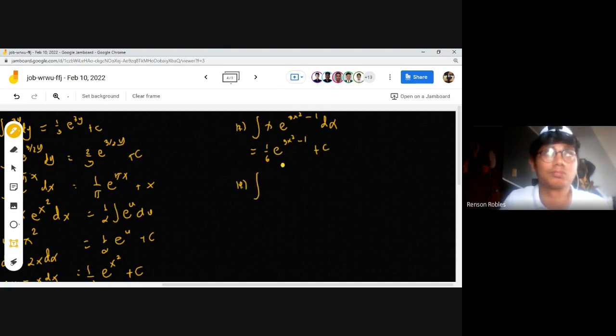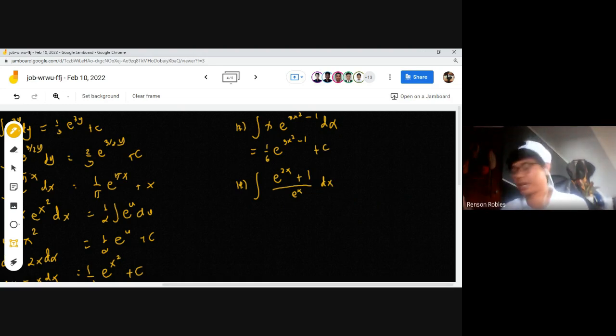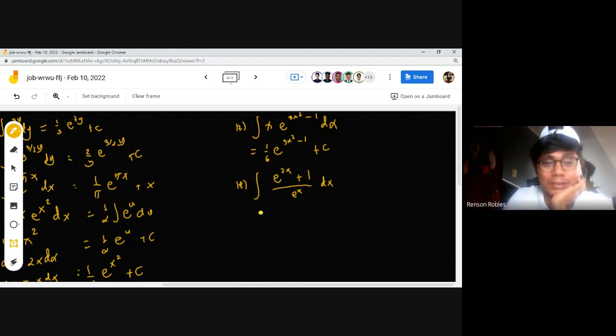14. E to the 2x plus 1 all over e to the x. Okay? So there's an e to the x on the denominator. Anong gagawin? You simply distribute e to the x each term inside. So you'll have e to the 2x over e to the x is e to the x plus 1 over e to the x is e to the negative x dx.